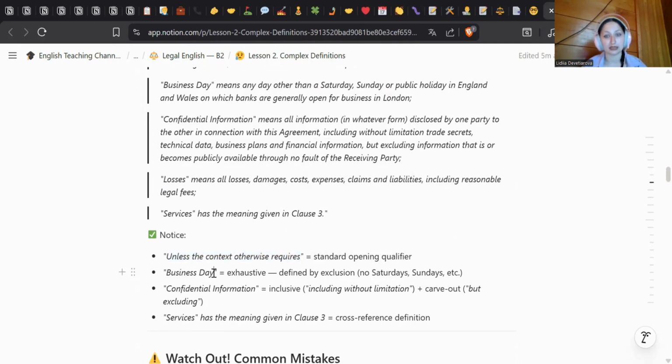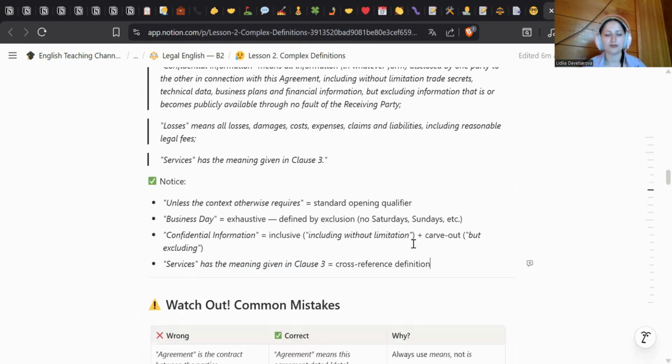Business day. It is exhaustive because it is defined by exclusion. No Saturdays, Sundays, etc. Confidential information. It is inclusive, including without limitation. Plus, we have a carve out, but excluding. Services has the meaning given in clause 3. That's a cross-reference definition.